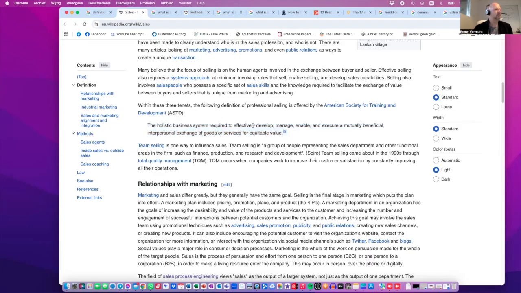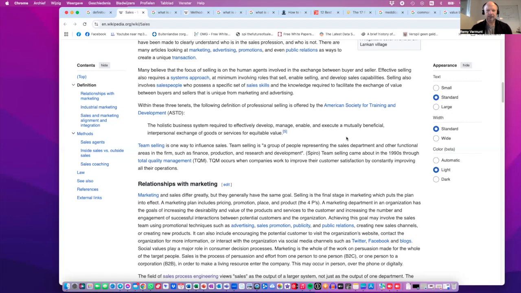Is it correct? Holistic business system. Not sure if it's always holistic. Is it an approach? Yes. Is it a strategy? Yes. A system required to effectively develop? I would say yes. But before effectively develop, we should acquire. So we are missing acquisition. We're missing acquiring leads in order to develop. Leads we want to develop from contact to contract. So we have develop, manage, enable. I would say enable comes first, develop, enable, or enable, develop, and then manage, and execute a mutually beneficial.